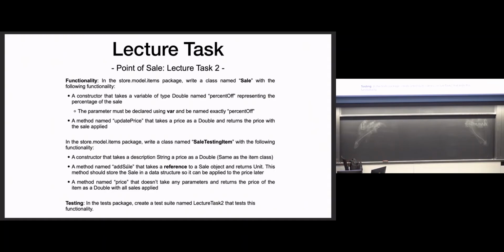So in your sale testing item class, you want probably a list. I guess I am just explicitly saying it now, but I won't always, just because it's the first one I am. A list of sales, and then when add sale is called, you want to append or prepend that new sale, reference to a sale, to that list. And then finally, when price is called, take the price from the constructor, which this price should never change. Take that price from the constructor, for each sale that was added with add sale, call update price, and then return the final price with all of the sales applied to it.